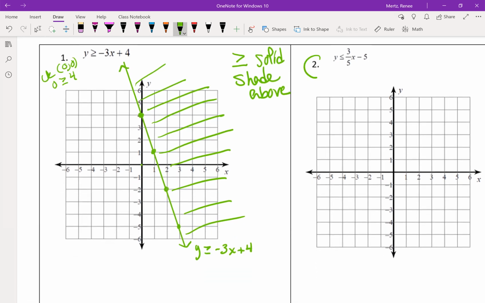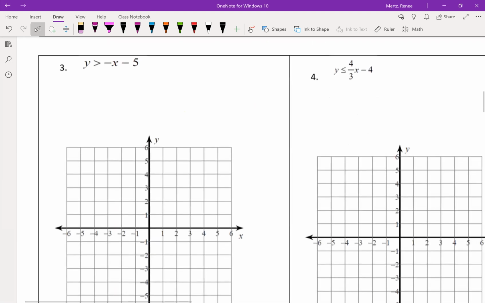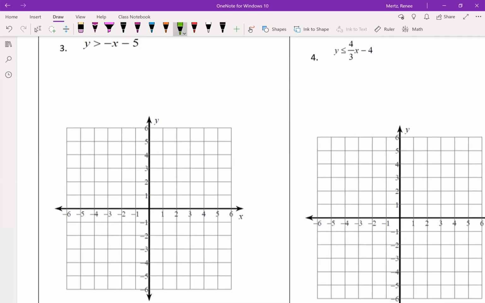You'll try 2. I'll do 3. y is greater than negative x minus 5. We begin at negative 5. Our slope is negative 1. So I go up 1, back 1, up 1, back 1, up 1, back 1. Or you type it into your calculator and you graph the line.